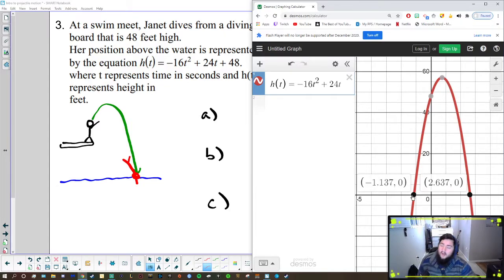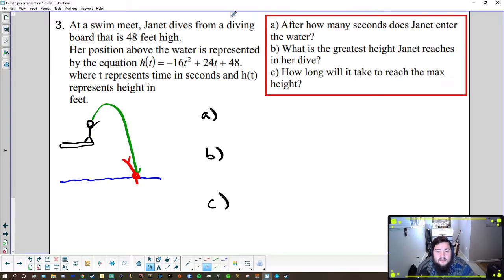This other x-intercept is 0 as well, but remember, it doesn't make sense. She doesn't jump in negative 1.137 seconds. We don't have negative time. So our only possible answer is about 2.6 seconds. So for part A, 2.6 seconds. After 2.6 seconds, Janet has reached a height of 0, which means that she has hit that water. So her entire dive is about 2.6 seconds long.